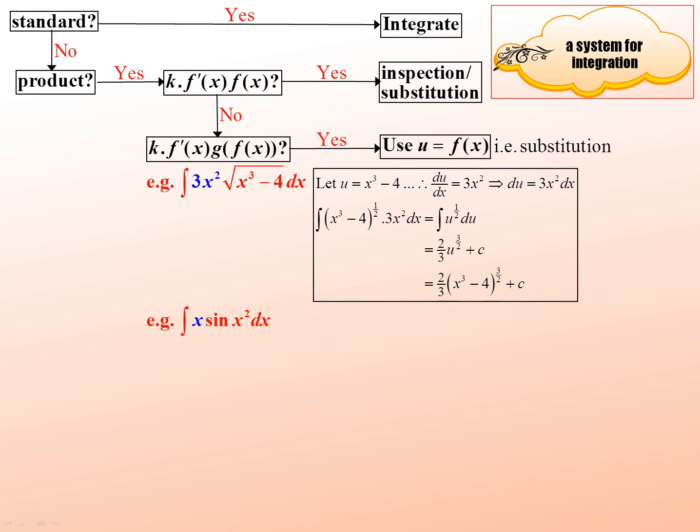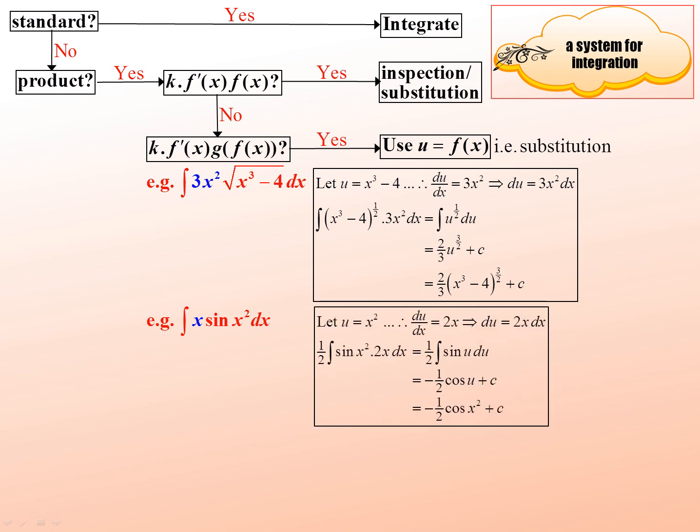In this case as well, we're going to let u equal x squared. The derivative du by dx is 2x, which means du is 2x dx. So I'm going to write this as 2x dx. Because I'm writing it as 2x dx, I need a half there. So now I can substitute half integral of sine of u du. There it is. Integrate. Substitute back your x squared for u.